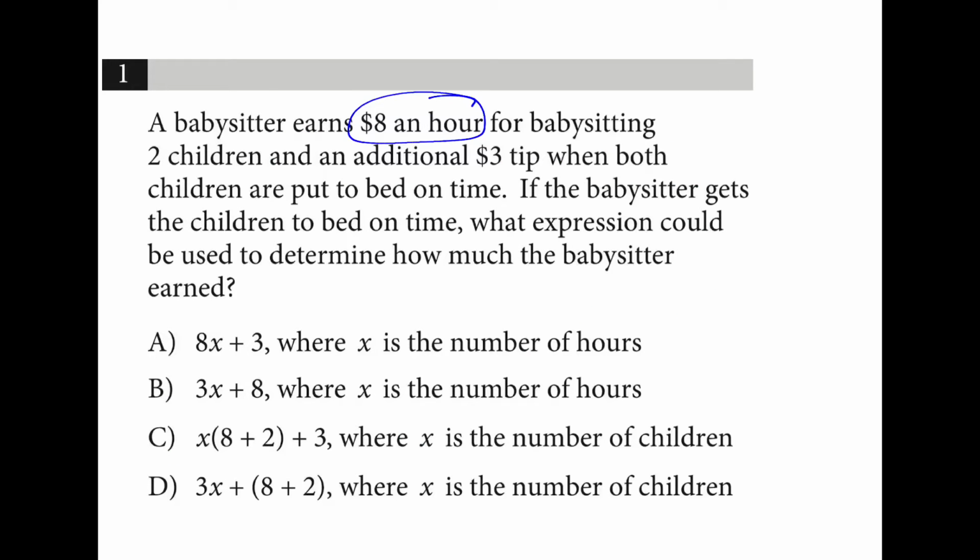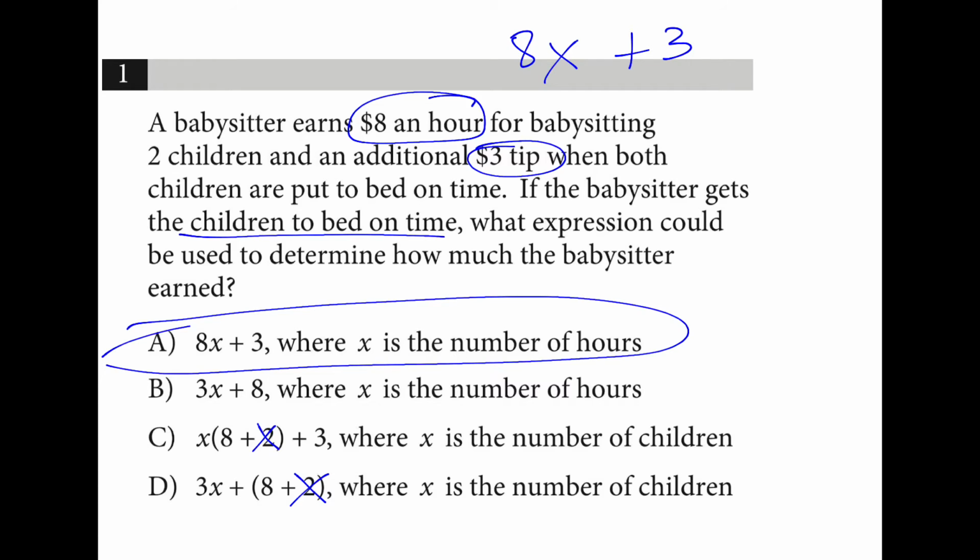So $8 an hour and a $3 tip. So 8 times the number of hours plus maybe 3. Because they said if the children are to bed on time, what expression are we going to use? So we are going to add the 3. It doesn't matter how many kids, so we don't need the 2. And 8 should be by the X.